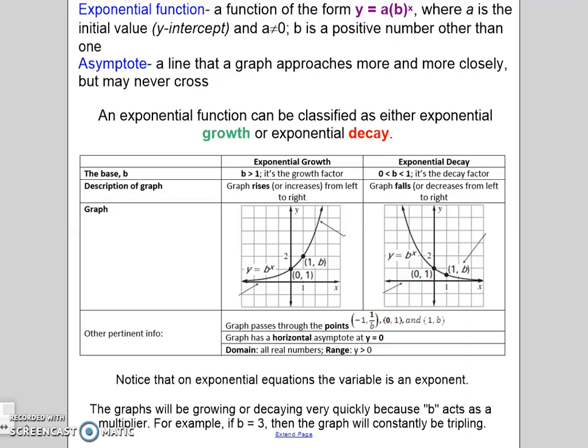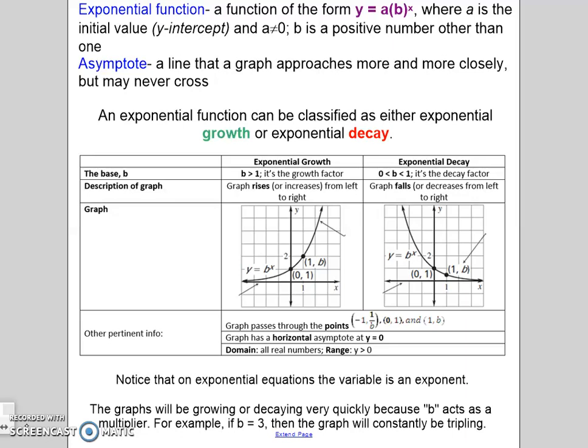You also need to be familiar with the term asymptote. An asymptote is a line that the graph approaches more and more closely but may never cross. Specifically, our exponential functions will have a horizontal asymptote. So it'll serve as an invisible boundary line, again, that the graph approaches but never touches.